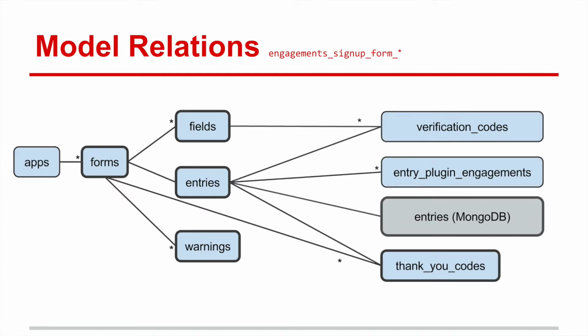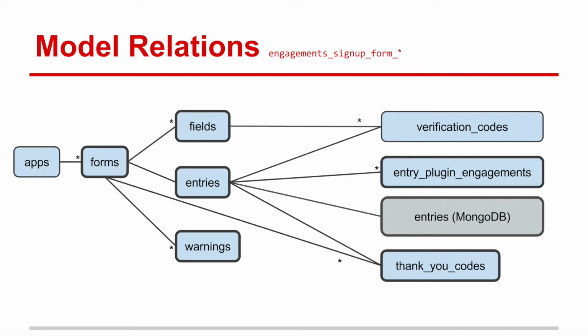Now, entries are actually stored in MongoDB. And we store them in MongoDB because when we create the plugin, we're not sure what the structure of the fields in that plugin is going to be. For example, some of the fields actually have subfields. So let's take an address field, for example. An address field has a street number, a city, a state, and a zip. And we store those in nested fields.